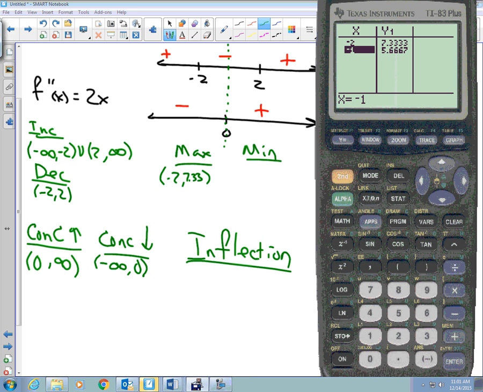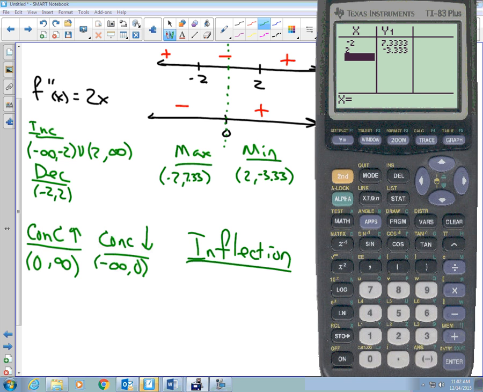And for the min, where does the minimum occur? At 2. If there's a minimum, should it be concave up or concave down? And you can see that I'm concave up where the first derivative changes from decreasing to increasing. So that confirms our work. So at 2, if I plug in 2, you get -3.33.